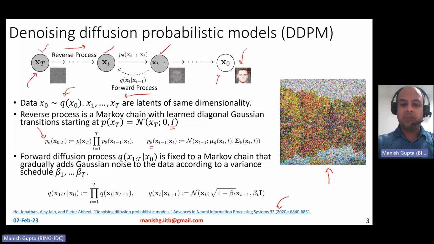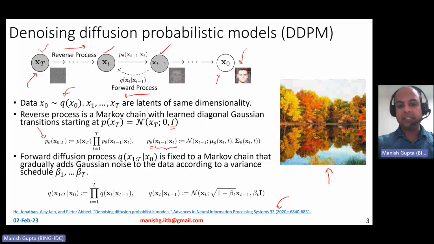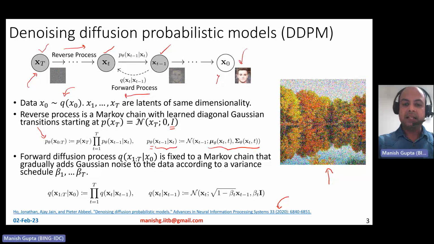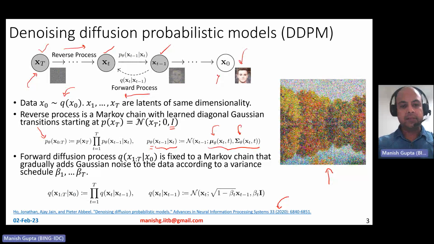It also comprises these Gaussian transitions. The Gaussian transitions follow a mean and a standard deviation, and they are the ones that are decided by theta. And we'll talk about how they are decided in the next slide.